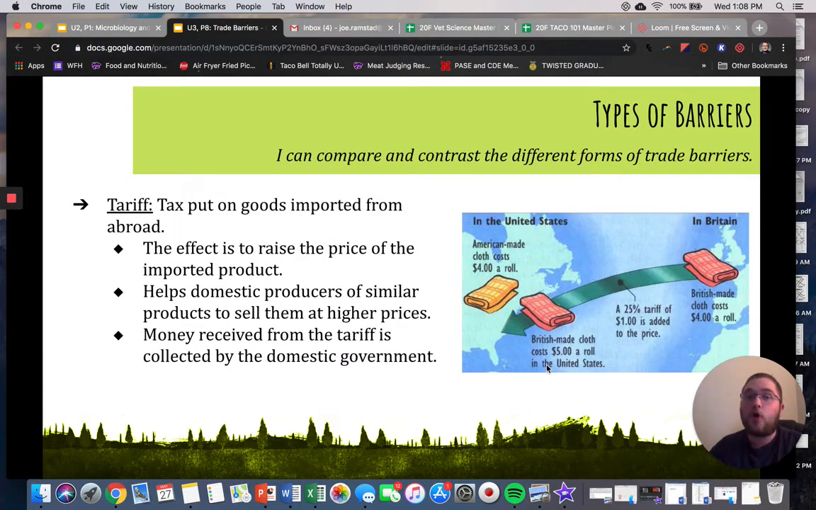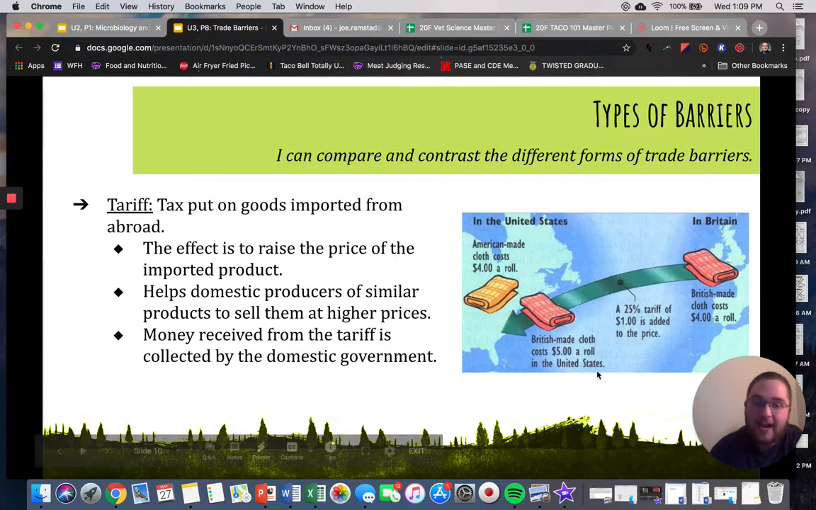Okay, so with these barriers, one of the most common ones that you probably have heard of in history class or just in the news is a tariff. A tariff is a type of tax that's placed on goods that we are importing from a different country. So the overall effect or goal is to raise the price of the imported product. This helps our domestic producers of similar products to sell them at higher prices, and it also allows money that is received from the tariff to be collected by the domestic government.